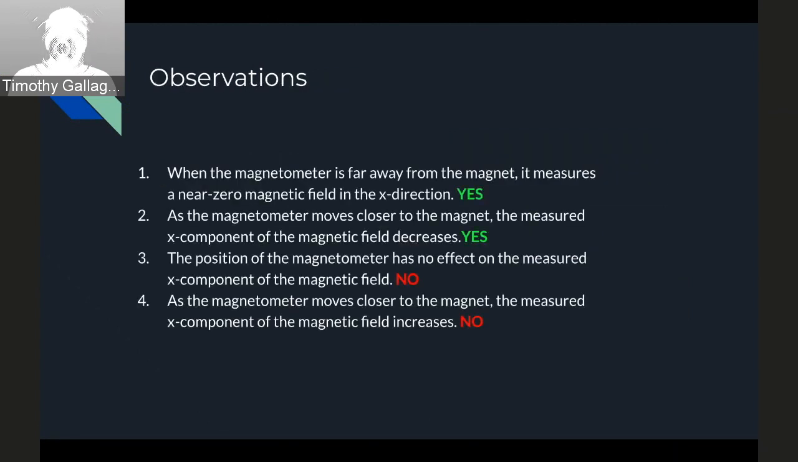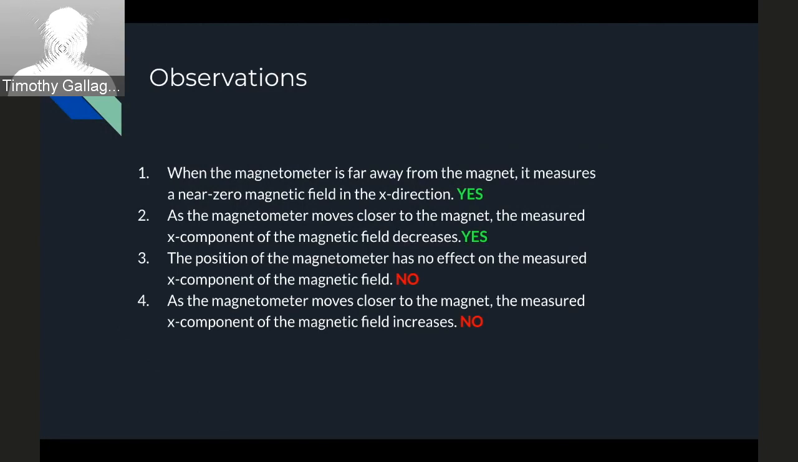Observations. The first observation I identified was when the magnetometer is far away from the magnet, it measures a near zero magnetic field in the x direction. I found this to be true based on the results in the experiment. Second was, as the magnetometer moves closer to the magnet, the measured x component of the magnetic field decreases.